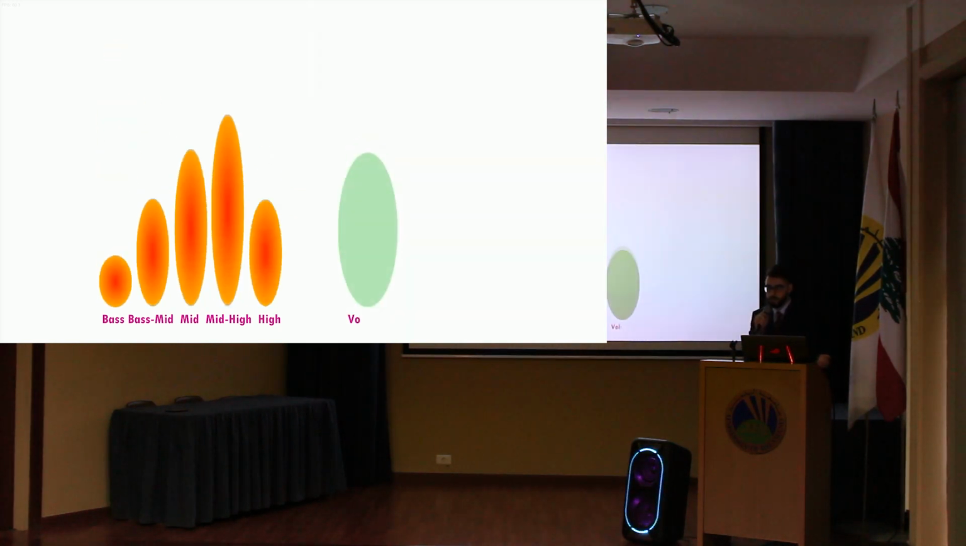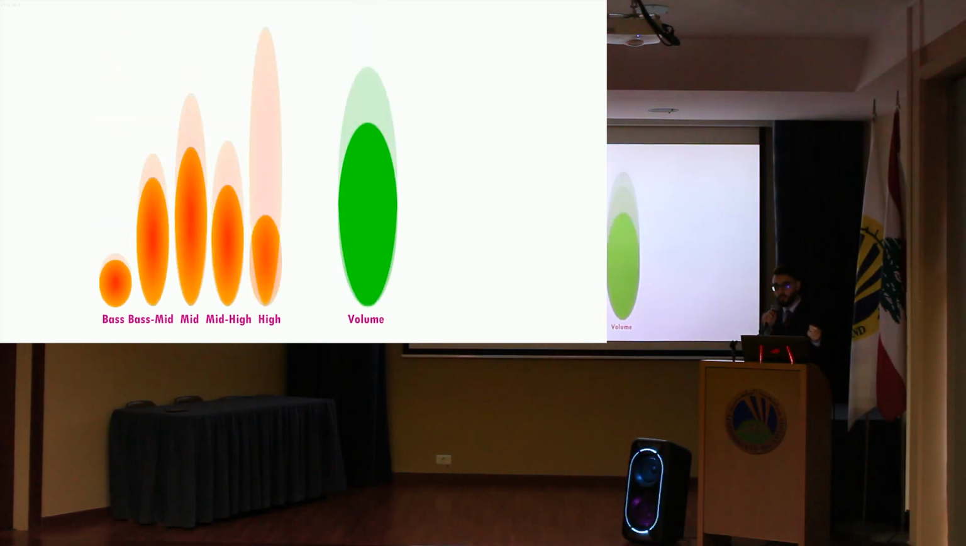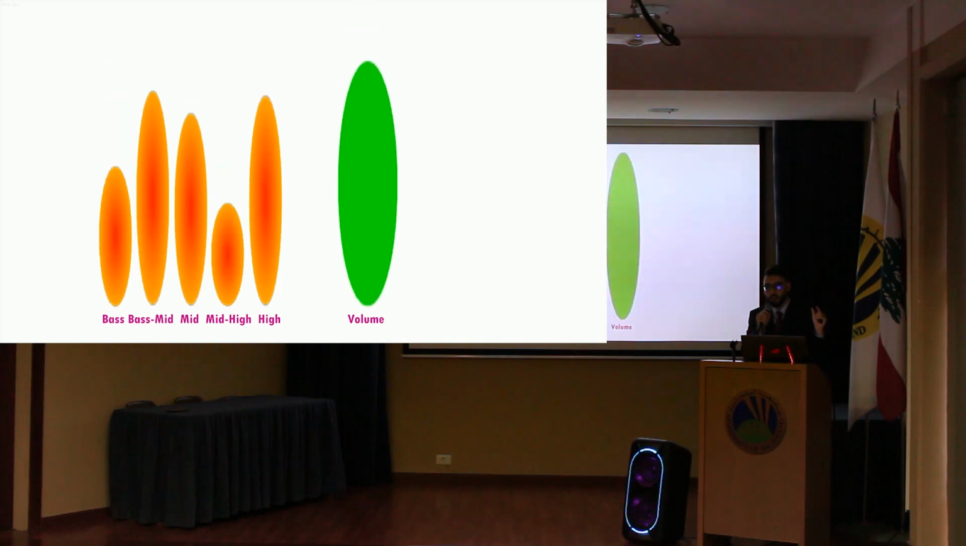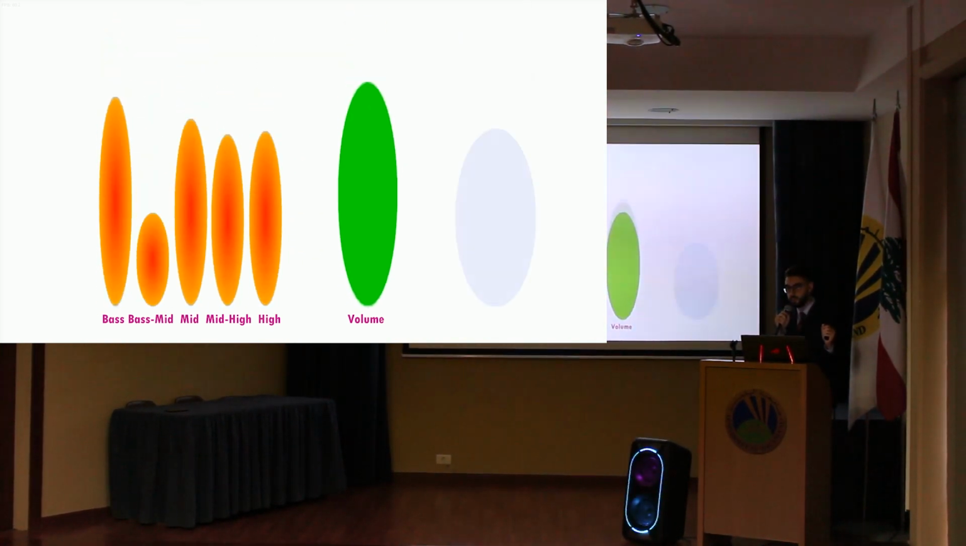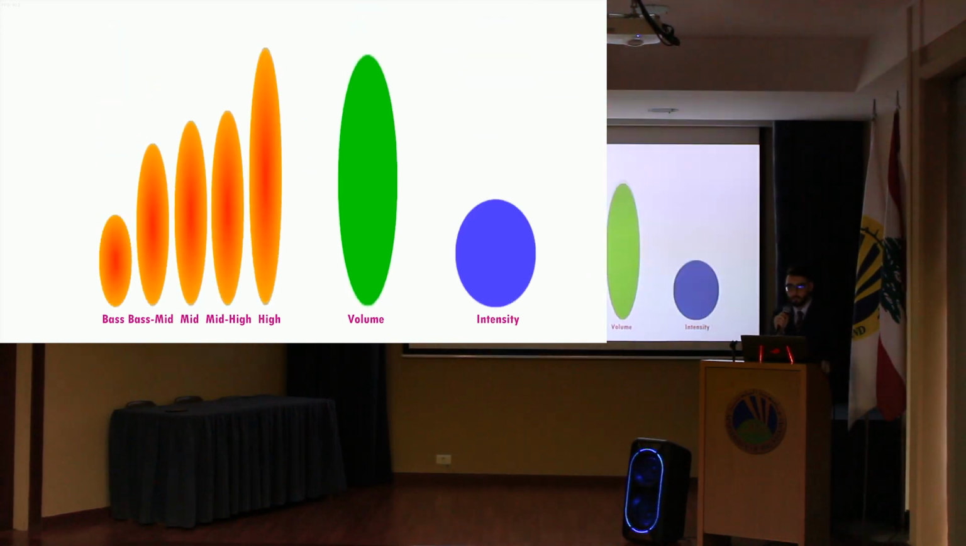Combining all the frequencies together obtains me a variable, which is the volume. Now, combining the bass and the volume together gets me a very special variable called the intensity of music. This is the variable that will be mainly driving the game.